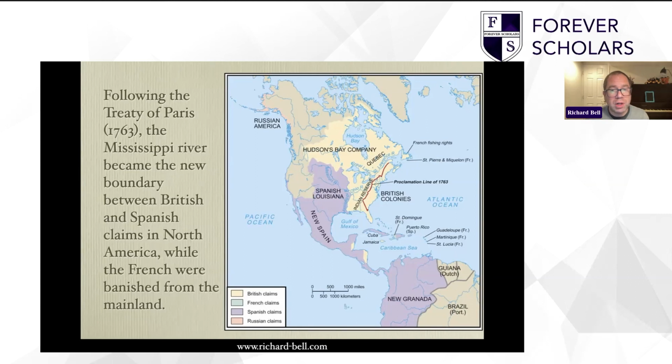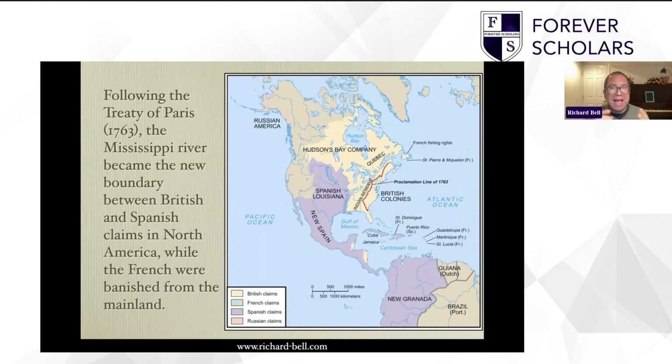So this is what it looks like on a map, right? France is gone from the mainland. Two European powers are splitting up what's left. Now, of course, this is just the map. This territorial agreement that you see in front of you doesn't actually reflect the occupation on the ground.